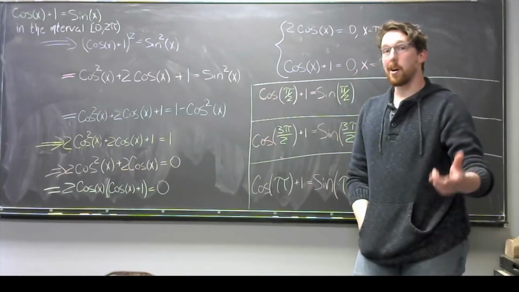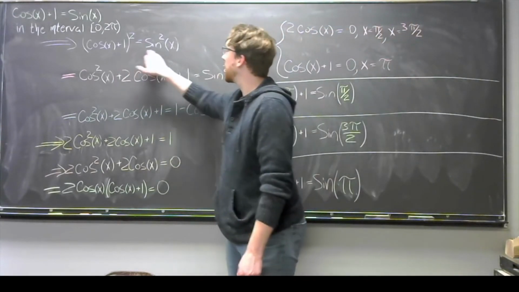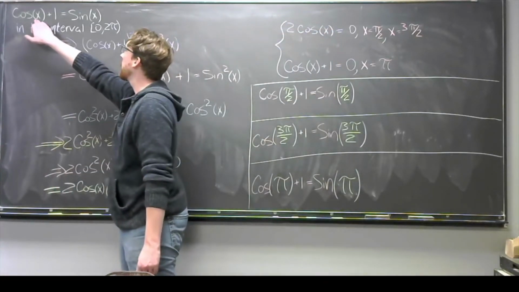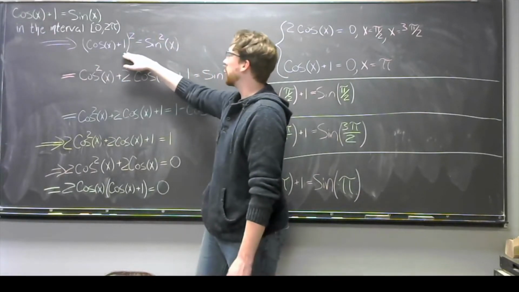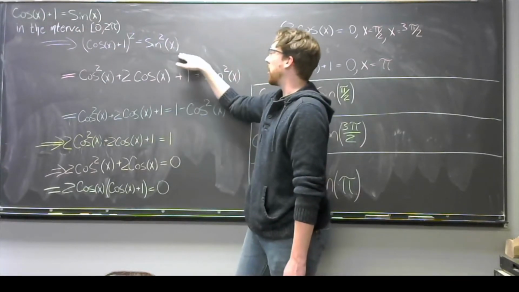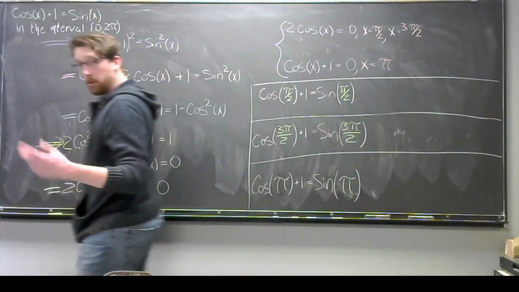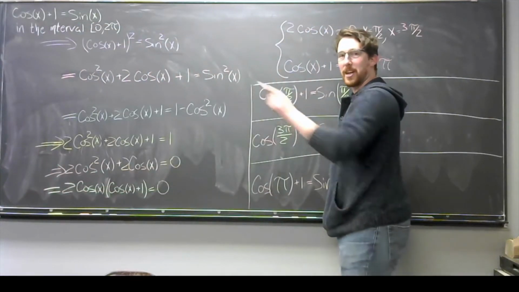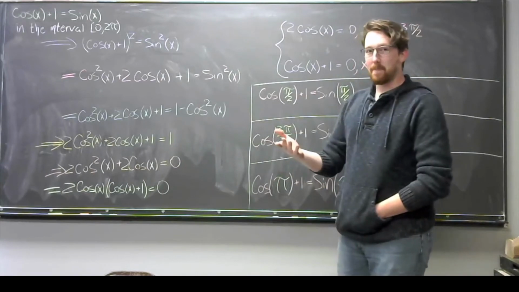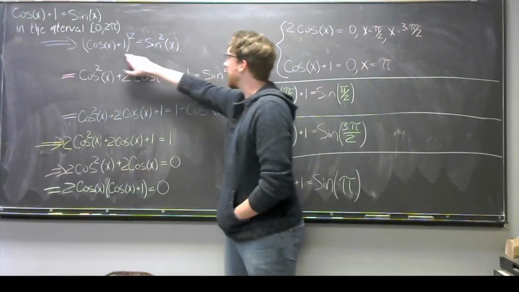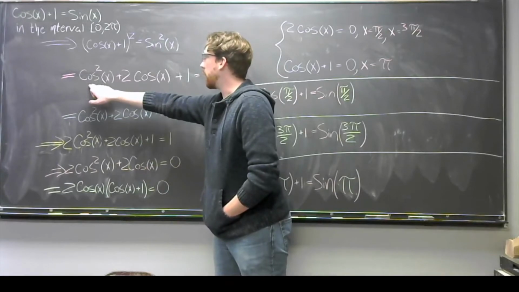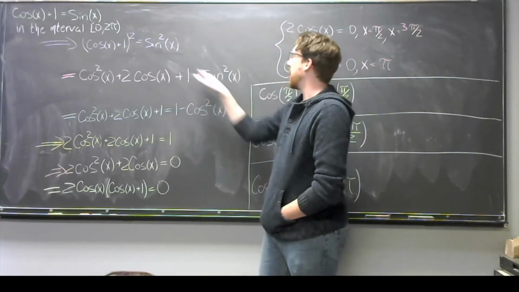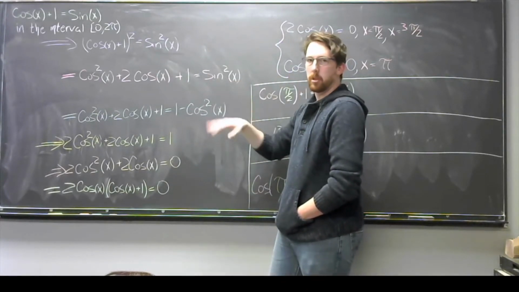And the way we want to start it off is by squaring both sides of our equation. So we've got cosine x plus 1, squared, equals sine x, squared. When we do that, what we find is that this side becomes cosine squared plus 2 cosine plus 1 is equal to sine squared of x.